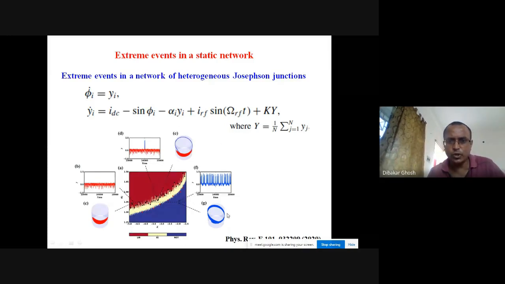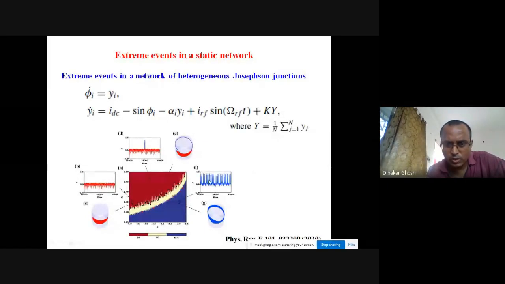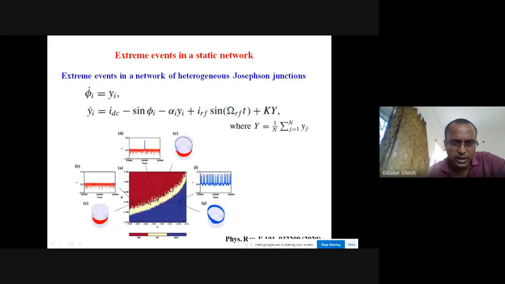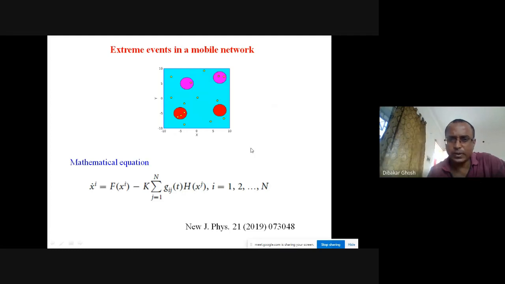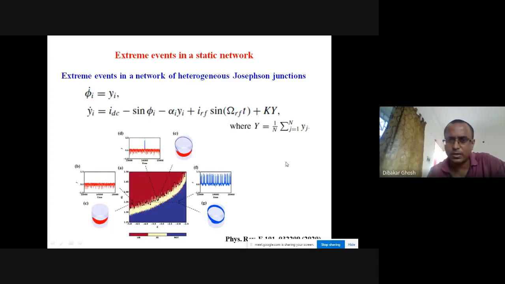Then we see that the whole population is divided into three groups. The first group is blue. It shows always rotational motion, and the red curve shows librational motion. And between these two regions, the yellow region shows extreme events. So most of the time, the oscillator stays in the libration state, but occasionally it comes to the rotational state, and it will cover the whole phase. This type of XT events we observed recently, and this is not system parameter dependent. It is also observed in Landau oscillators and other oscillators which we observed.